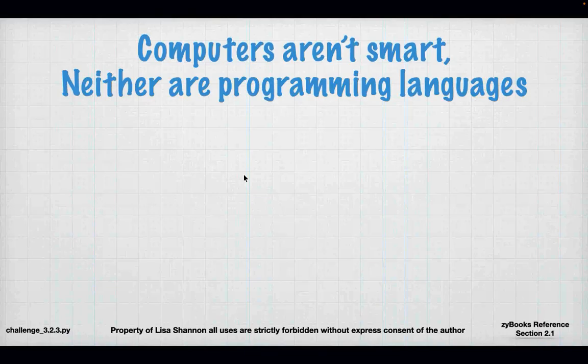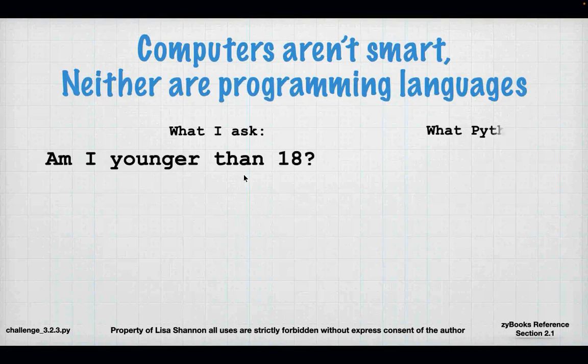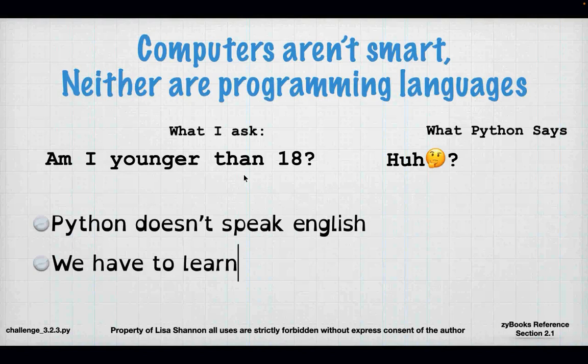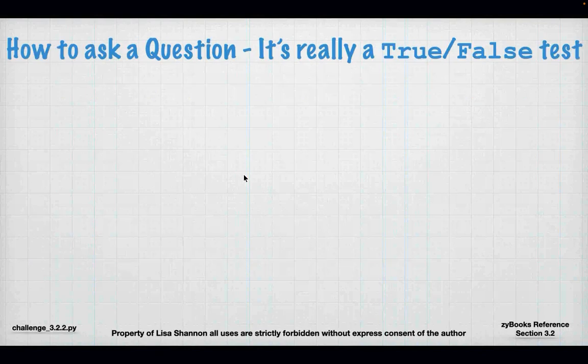So computers aren't smart, neither are programming languages. Until we get past the binary aspect of computers, this is the way it's always going to be. So I want to say, am I younger than 18? Python says, what are you talking about? Python doesn't speak English. So what we have to do as programmers is learn to break down the problems into parts that can be evaluated to true and false. And that's understanding how your tool works, how your programming language works. And it's also understanding how to break a task into subtasks.